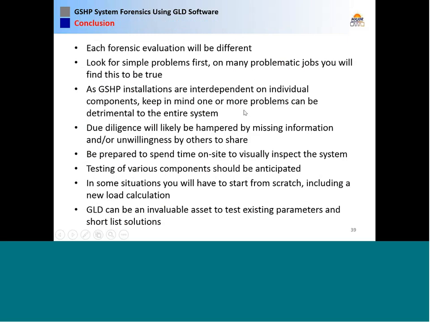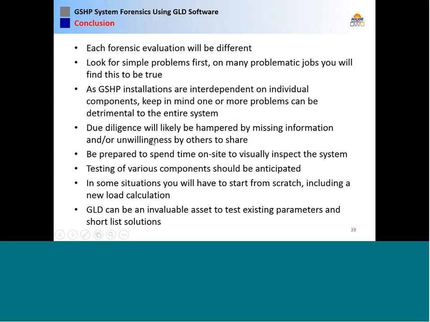So I'd like to conclude and then open up for questions if you guys have any. Each forensic evaluation will be different. Always look for the simplest issues first, because that's where most of the problems really are. But one thing to remember on a ground source heat pump installation: if you have one issue somewhere, it may cause a cascade effect and make other problems with the rest of the system. So a lot of times you'll find symptoms, but you have to find the root cause of those symptoms. A lot of due diligence is involved.